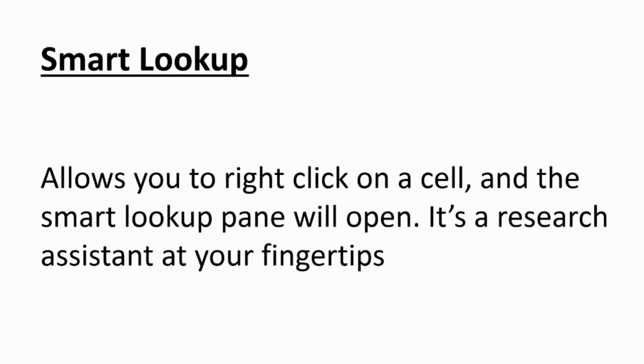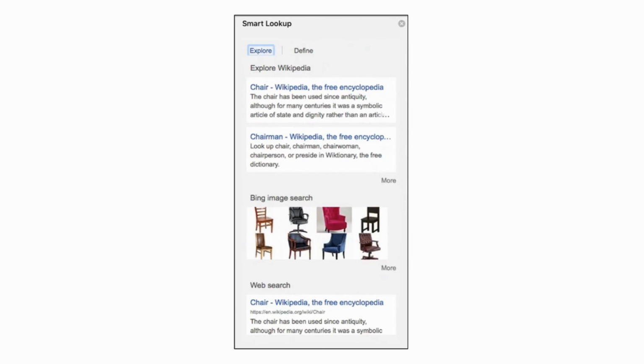Smart Lookup is a new feature that allows you to click on a cell and the Smart Lookup pane will open. It's a research assistant at your fingertips. And here's what your Smart Lookup will return if a cell that you clicked on contained the word chair.